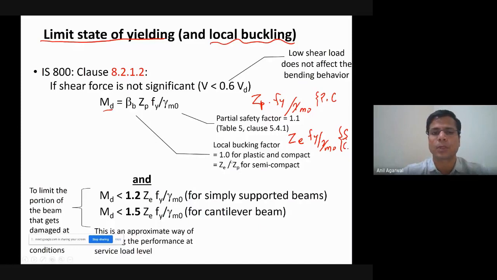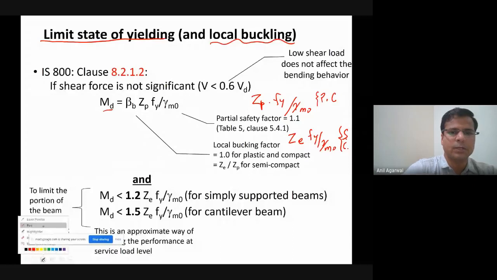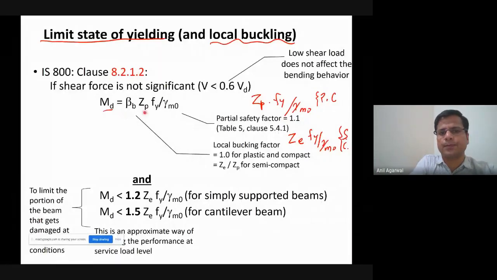So going back to the previous equation, it was saying that if the cross section is semi-compact, then the capacity is ZE Fy by gamma M0. But if it is plastic or compact, then the capacity is ZP Fy by gamma M0. So ZP can be used, and ZP will be greater than ZE, obviously. However, if the ZP is much higher than ZE, what is ZP? Plastic section modulus, and ZE is elastic section modulus, or the section modulus corresponding to first yield.